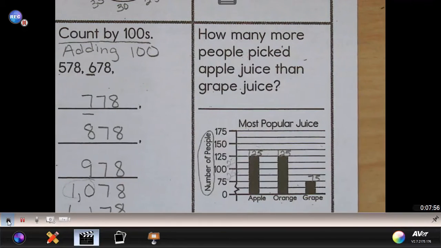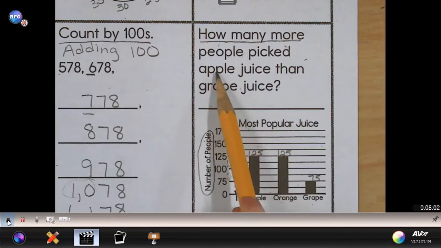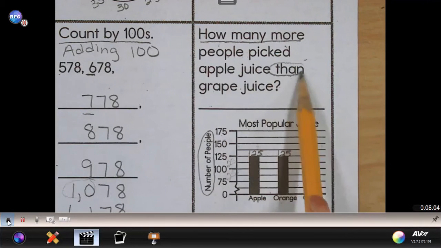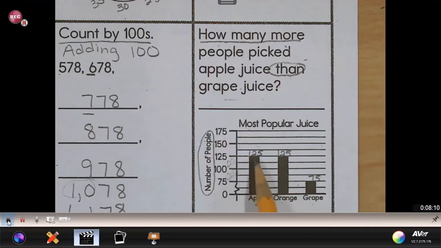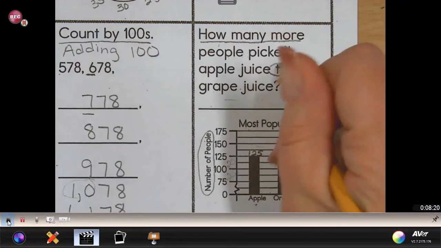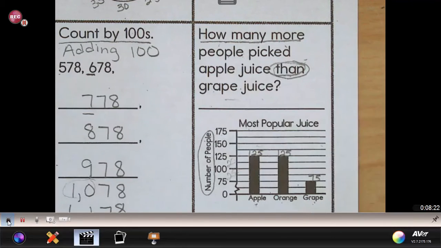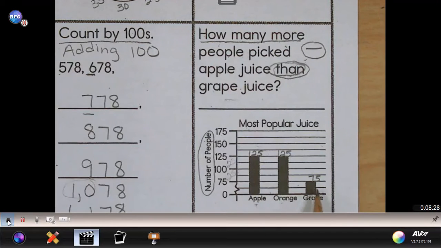So now we can look at our question. It says, how many more people picked apple juice than grape juice? So apple juice had more people that liked it, but we want to know the difference between how many more people liked apple juice compared to the grape juice. So when you hear the words how many more and you see the word than being used to compare, we know that we are subtracting the larger amount and the smaller amount.